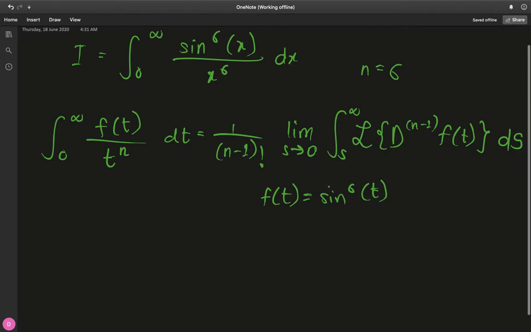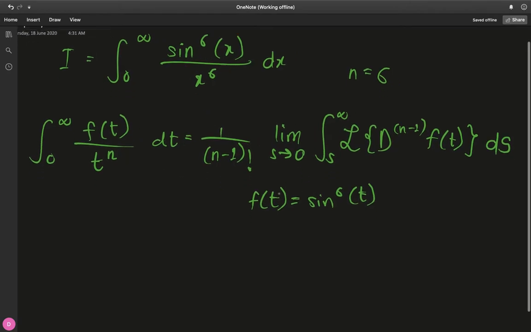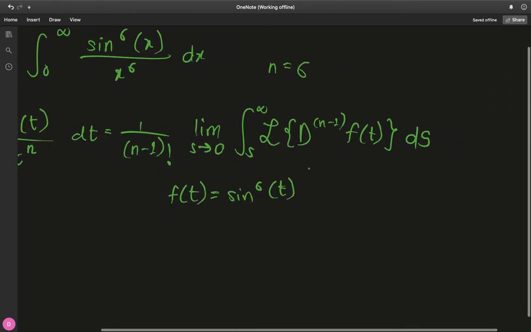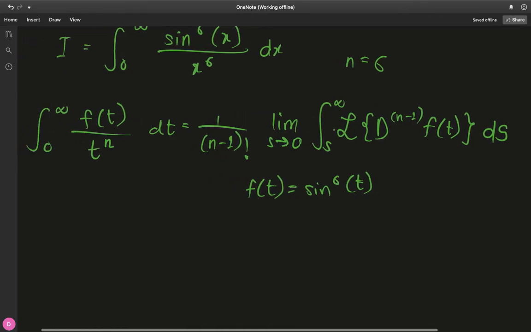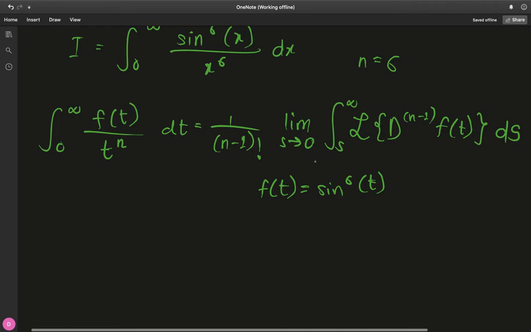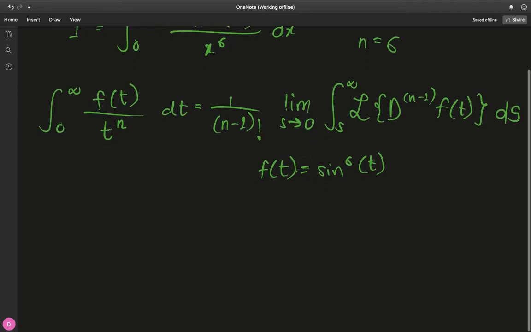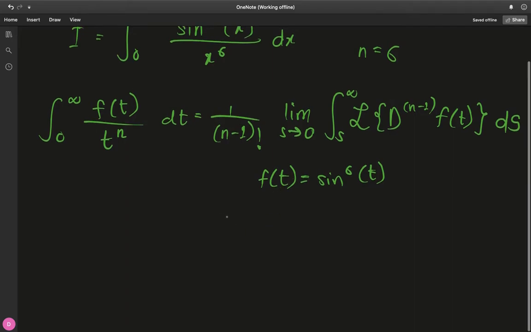So, in order to find an expression to basically evaluate this integral, we need to differentiate this f of t, sine to the sixth power, n minus 1, which is 5 times. So it's going to be a lot of differential calculus in this video, more than integration, I'm afraid. But before we actually get to differentiating it 5 times, let me just write everything properly.